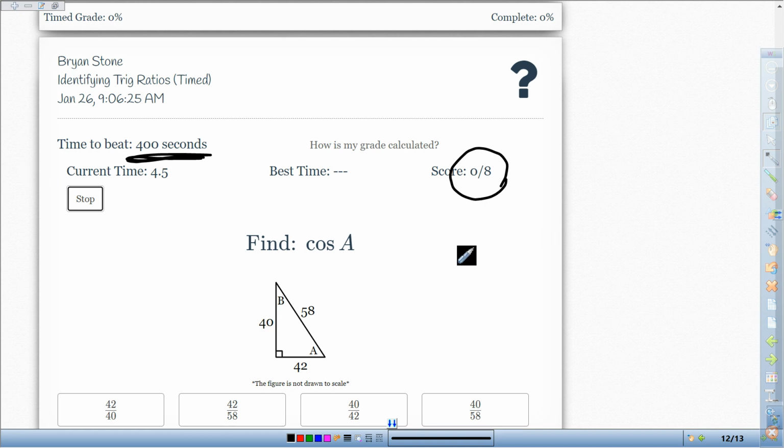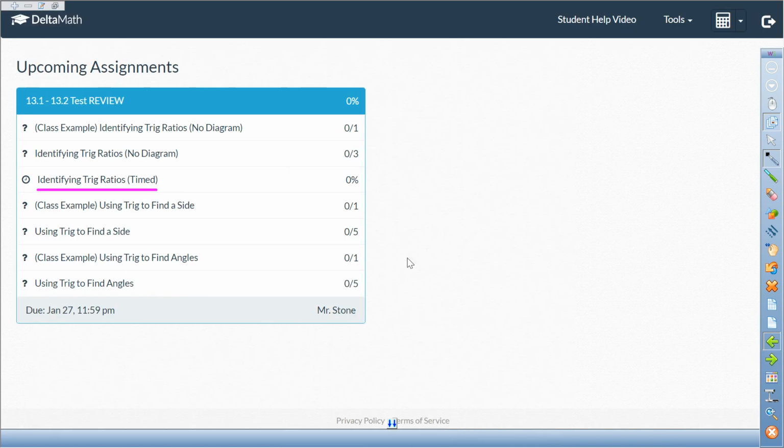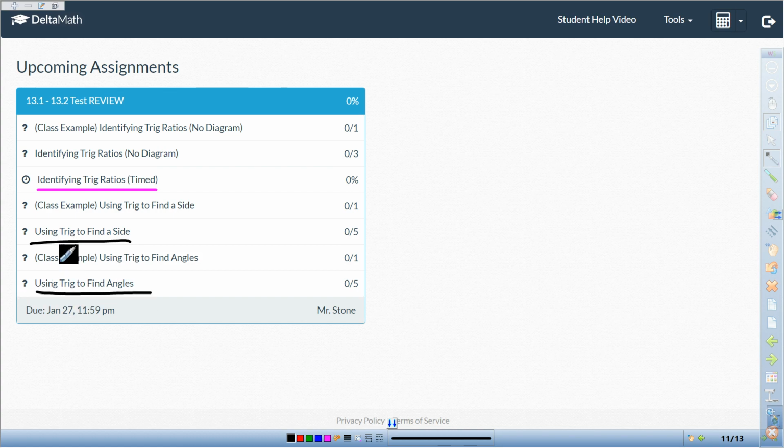Okay, if you have trouble on this section, talk to me. And also, you might want to save this until the very end because to me, the most important sections are the rest of them, especially using, finding sides and finding angles. Those are the most important sections to know how to do. Okay, so, all right, try these out. Let me know if you have any questions, and we'll take the test tomorrow.